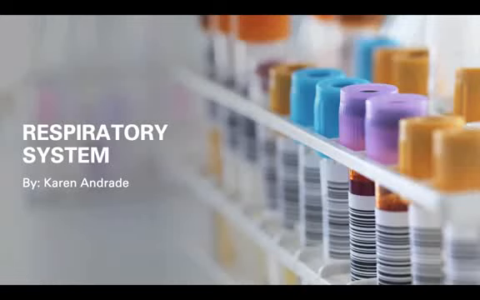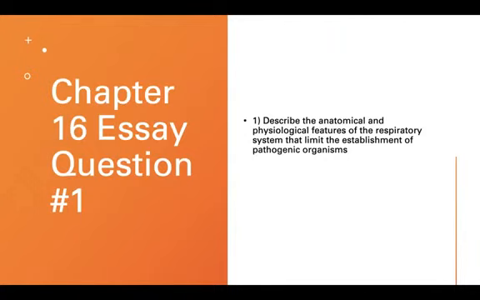Over the respiratory system. All right, so the question comes from chapter 16 and is essay question number 1, and it states to describe the anatomical and physiological features of the respiratory system that limit the establishment of pathogenic organisms.